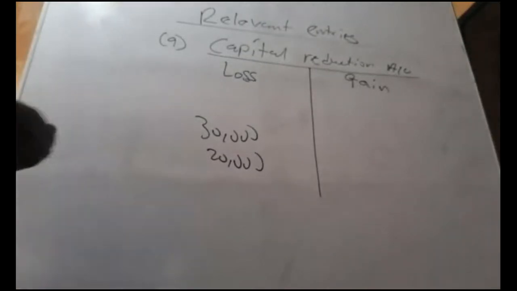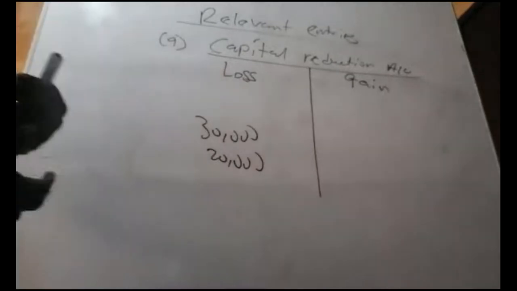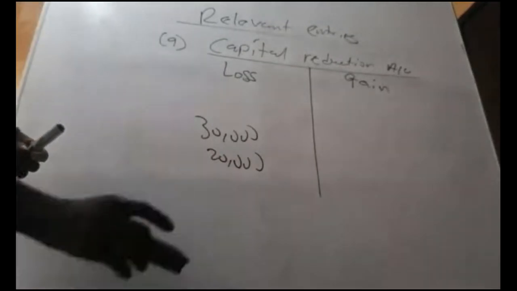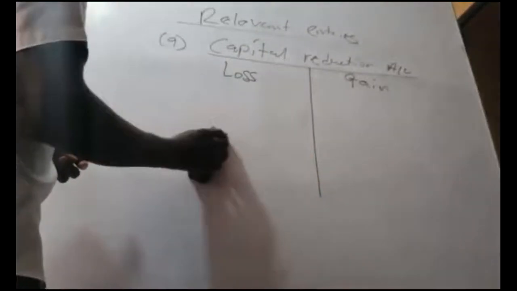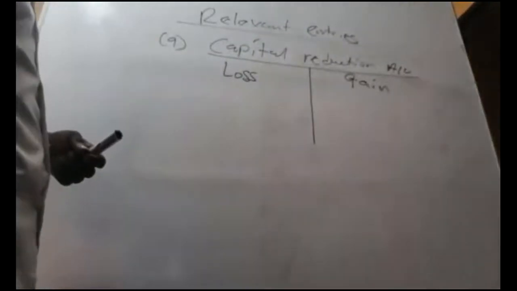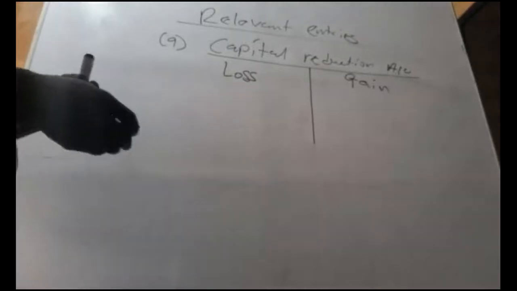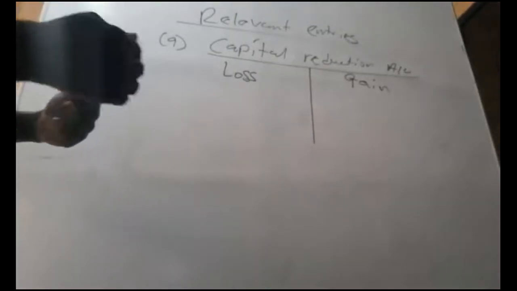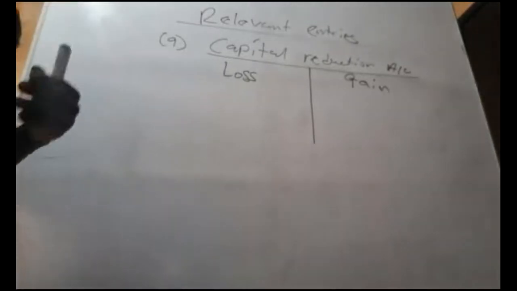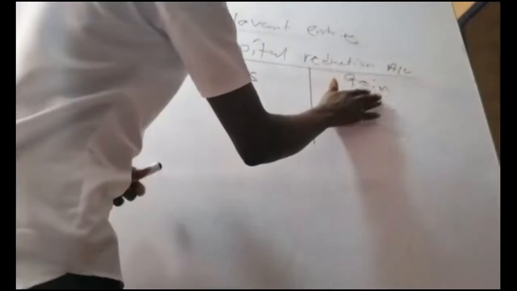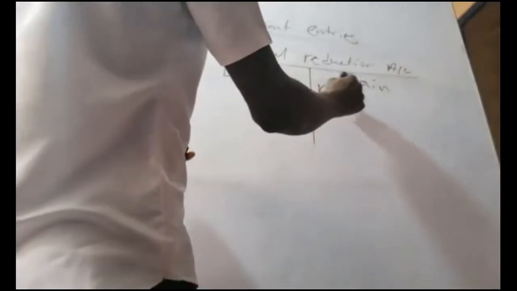Now, aside from the losses and gains, all the assets must be revalued, especially non-current assets. So the revalued amount versus the book value will give some revaluation gain or loss. If it's a revaluation gain, it must be recorded here, with all gains. If it's a loss, it must be here. So it includes revaluation gains.